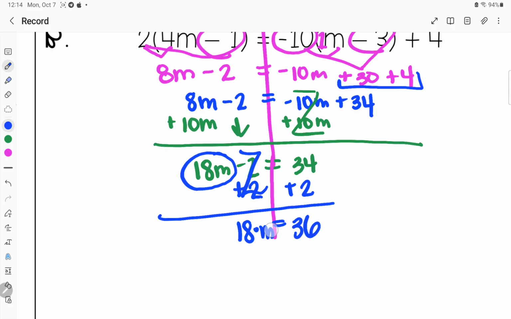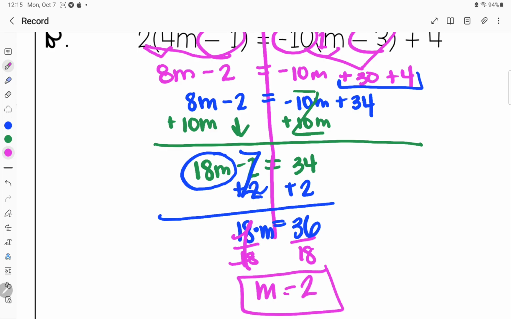Now I need to get this variable all by itself. So right now, m is being multiplied by 18. The opposite of multiplying is dividing by the exact same number. This will give me 1, leaving me with m equals 2. And that should be your final answer.